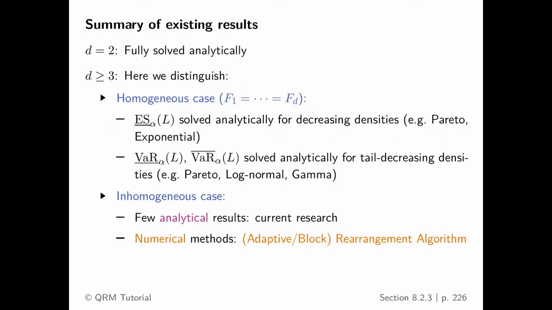So, as Paul already said before the lunch, we will now focus on the inhomogeneous case, so all our marginal distributions given and not necessarily the same. Of course, you can also apply it if they are the same. And we studied numerical methods, one method especially the rearrangement algorithm to compute worst and best value at risk, also best expected shortfall for the sum of our risks.